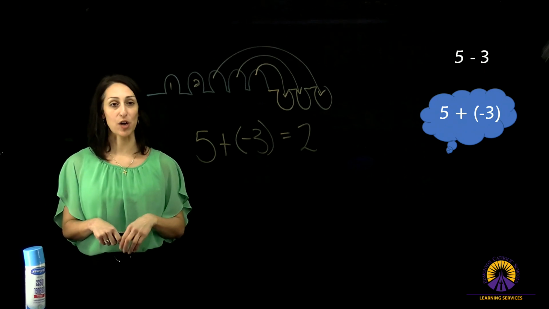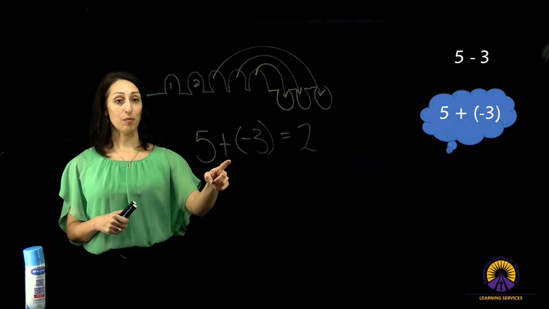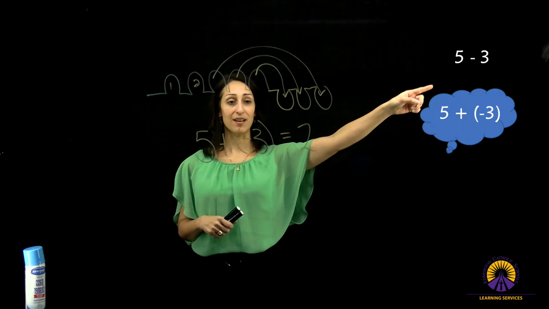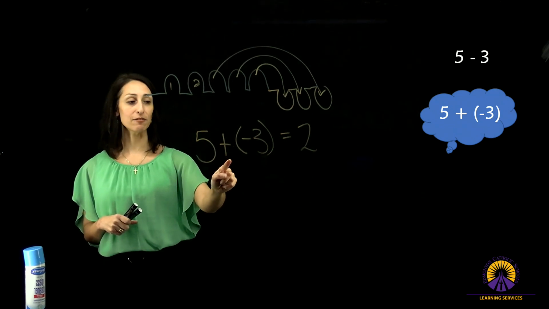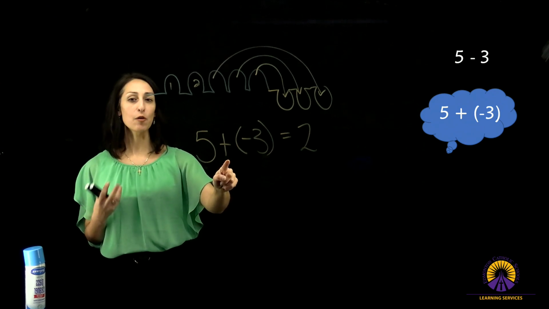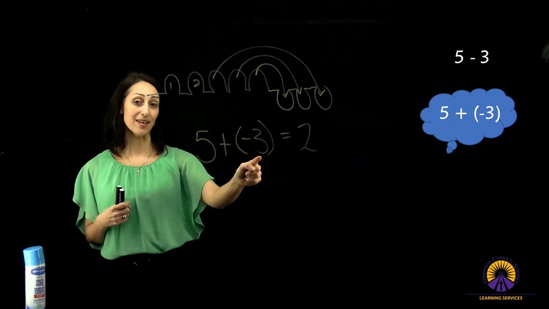When I see a subtraction problem, I can think of it as an addition problem. I can take that 5 minus 3, that subtraction, that difference, and change it into a positive, but I need to think about, if I'm going to change it into a positive, how am I still going to get that same end result? And I would have to add in a negative 3.